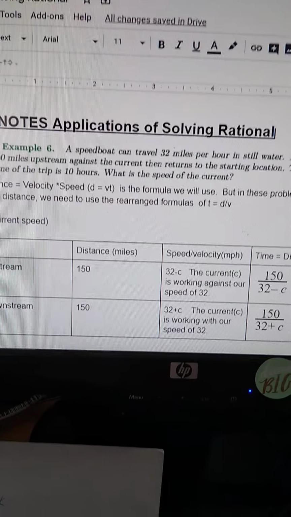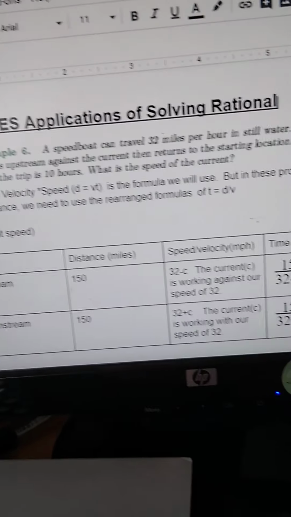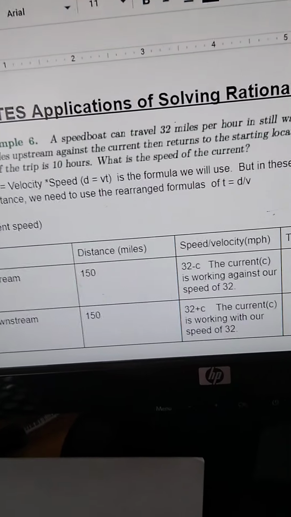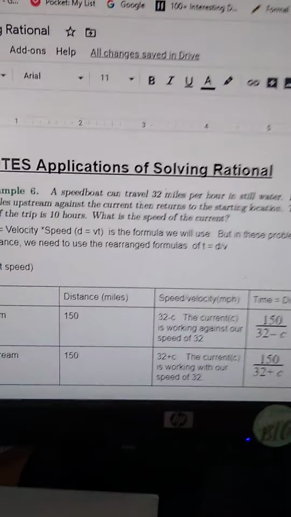This is a video for day 3 of Solving Rational. We're going to be doing applications today. We're just going to do one type. If we were in school, we'd be doing several different types of distance, rate, time ones. I'm going to just stick to one type.